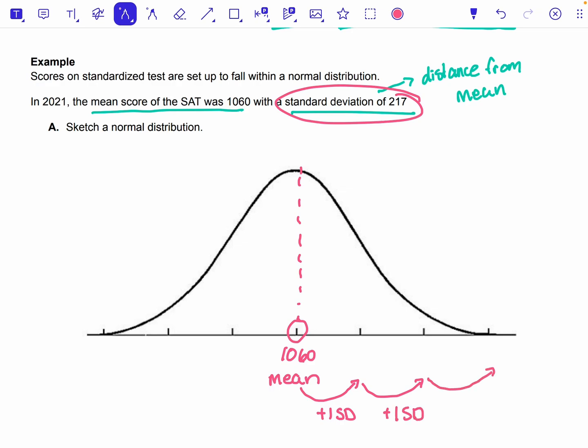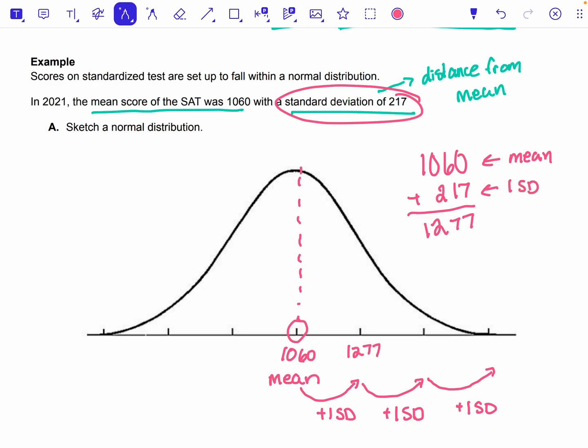And typically on a normal curve, we show out 3. So in this case, I'm going to be adding 217. For the first one, 1060 is my mean, and then I'm going to add 217 to that. And I would get 1277. And that would be one standard deviation above the mean. And then I could keep going. I could add another 217 to that, and I would get 1494. Now we're 2 standard deviations away. And then if I added another to that, I would get 3 standard deviations away, 1711. And I get that 1711 isn't a possible SAT score. It caps out at 1600, but I'm still going to show that value there.